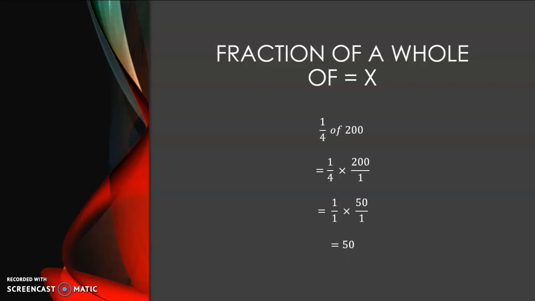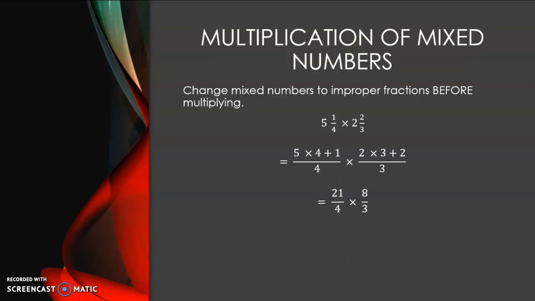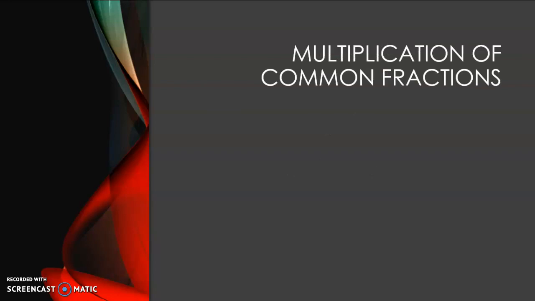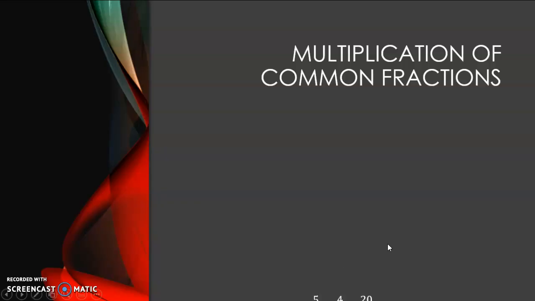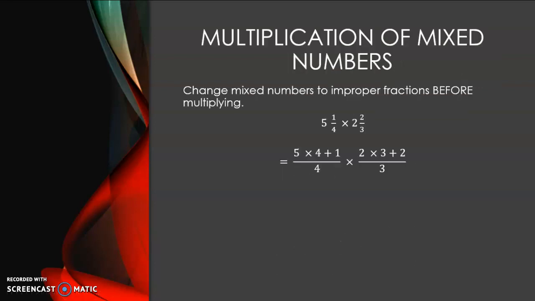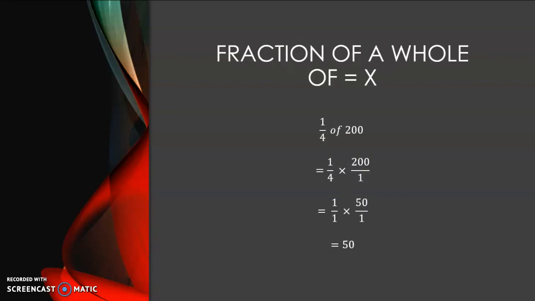So let's quickly recap. When we multiply fractions, we multiply our numerators with each other and our denominators with each other. And when we multiply mixed numbers, we first need to change them to improper fractions. Search for factors and multiply out. Whenever we hear the word "of," we know we need to multiply.